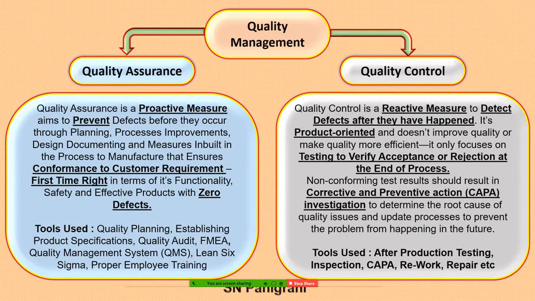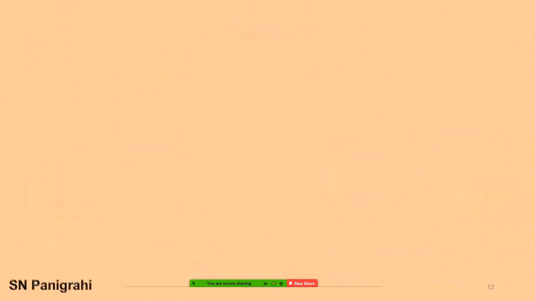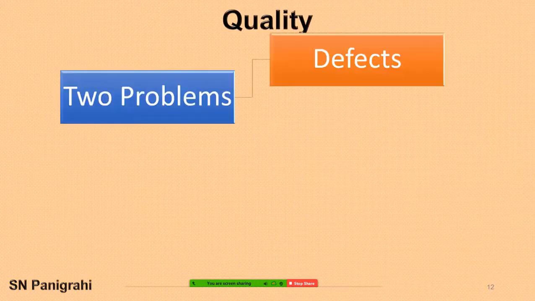So we should avoid that, we have to ensure that quality is assured. So Lean Six Sigma is basically concentrating on the assurance part. So that is how we understand quality. Then we'll move to the Lean Six Sigma concepts.